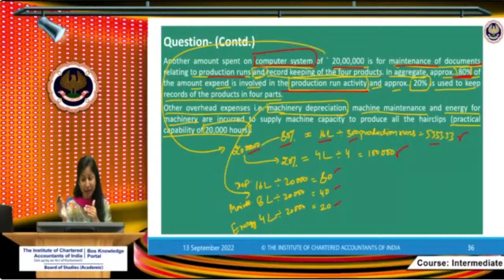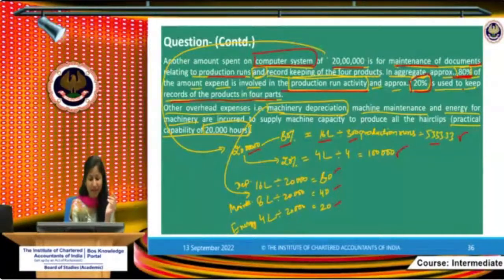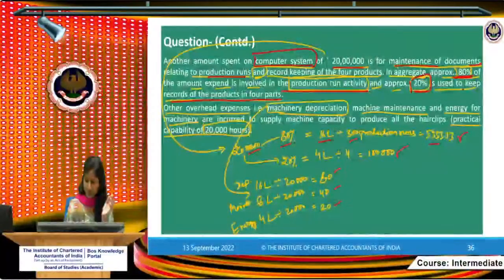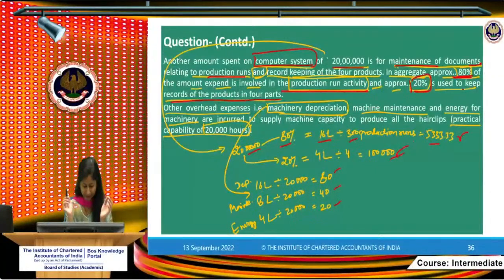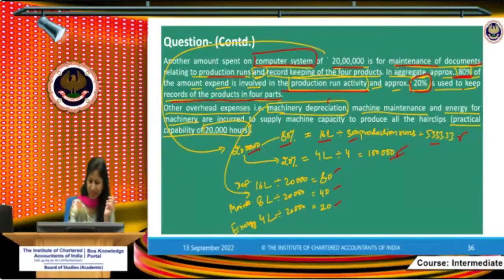Now the remaining 20% was used for maintaining the record of the products in 4 parts. So we have 4 products, we are maintaining the records in 4 parts. So the 20% would be divided by 4, which comes to 1 lakh. Now we have the remaining indirect expenses: machinery depreciation, machinery maintenance, and energy for machinery.